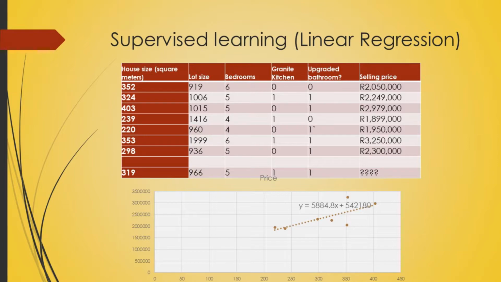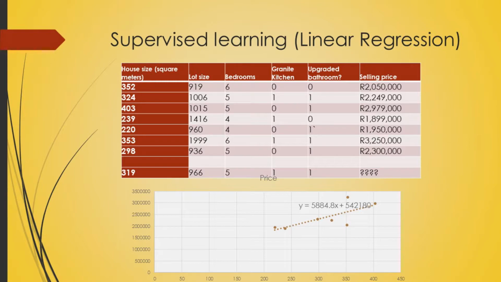Obviously the house price would be related to the size of the house. You would expect that a smaller house would cost less than a bigger house. The more bedrooms, I assume the cost will be higher. Then we are also looking at the kitchen itself: does it have a granite top, is it modern enough? The bathroom, has it been upgraded or is it old-fashioned? All this will have a bearing on the cost of the house.